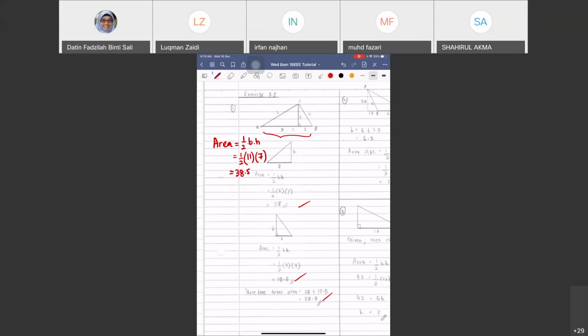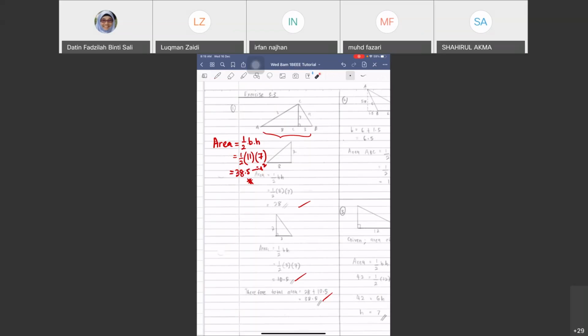Unit square, because this is area, so unit square. So that's the area. Either you use this straight away, or you can also do it separately. It's up to you. It's fine.